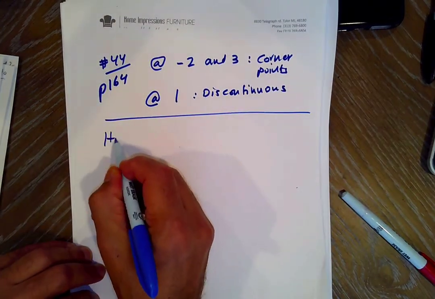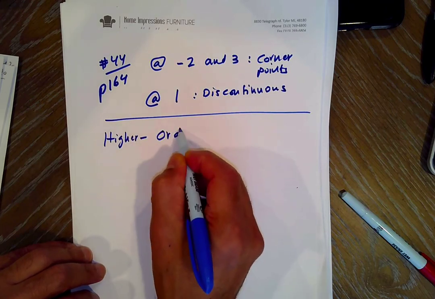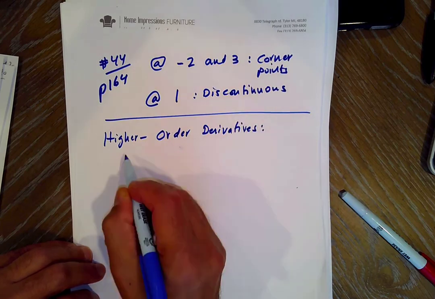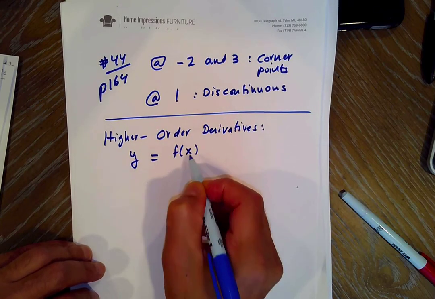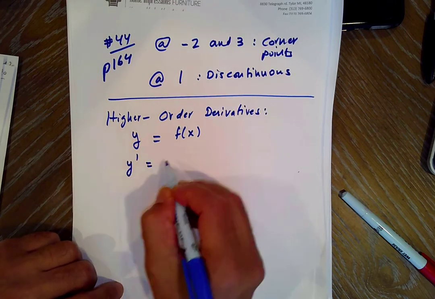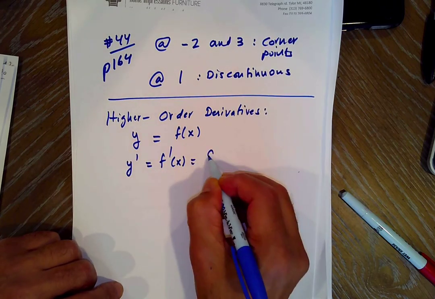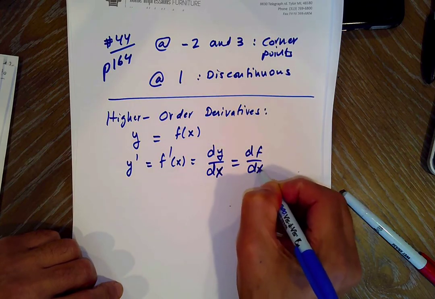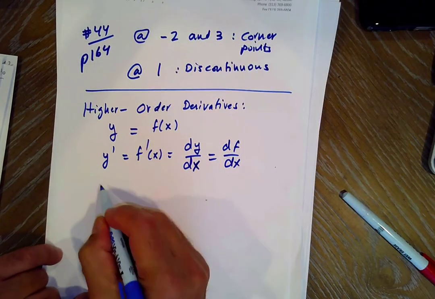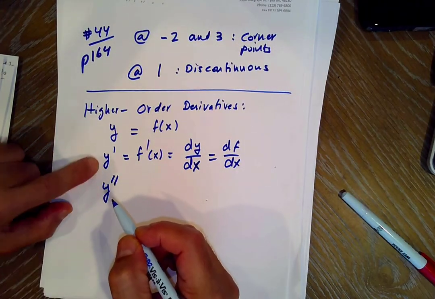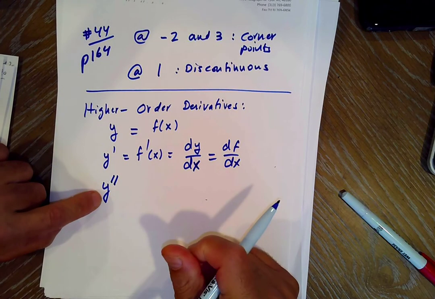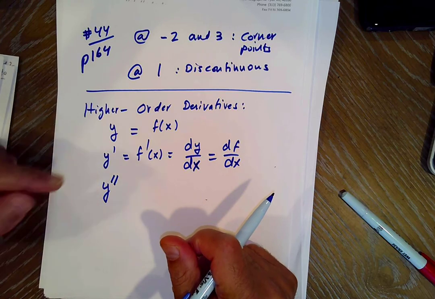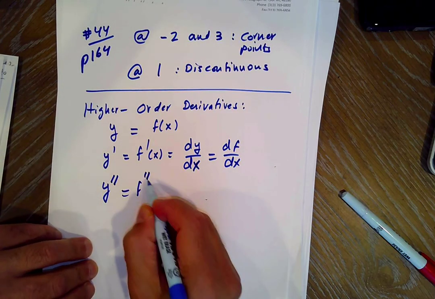Now for higher order derivatives, so if y equals f of x, then y prime equals f prime of x. We also write it as dy by dx. We also write it as df by dx. There's so many different notations for derivative. The second derivative is the derivative of the first derivative. So you're finding the slope of the slope of the tangent line. Okay, the slope of the slope of the tangent line. It's the second derivative, two dots.